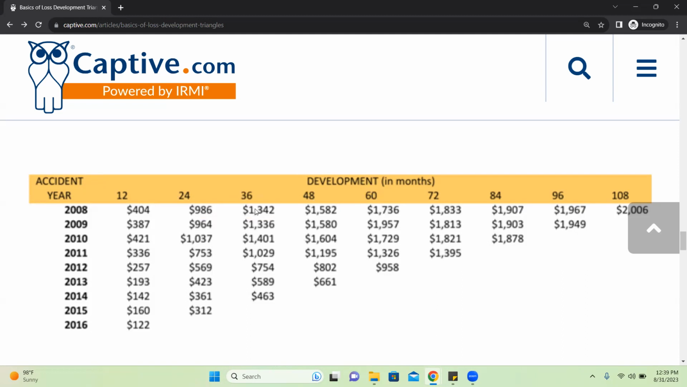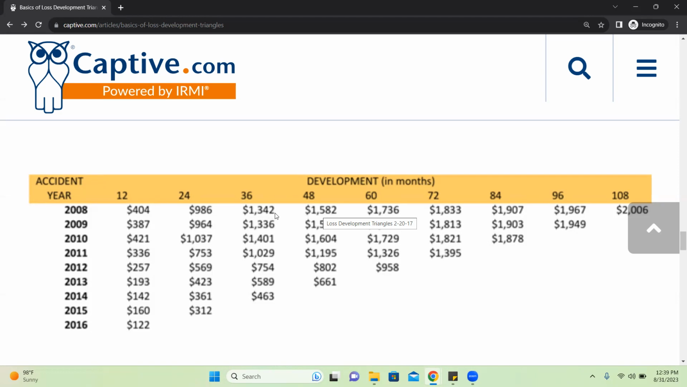Now you may wonder how come the numbers keep going up. The numbers keep going up because usually the development of claims for the accident year it was submitted, there will be new information submitted, as well as maybe new claims that have been submitted for that accident year.